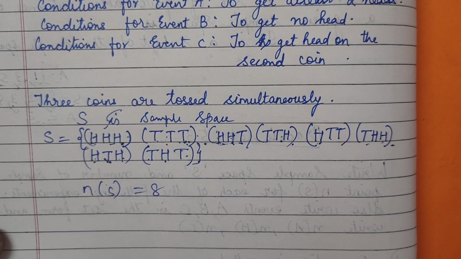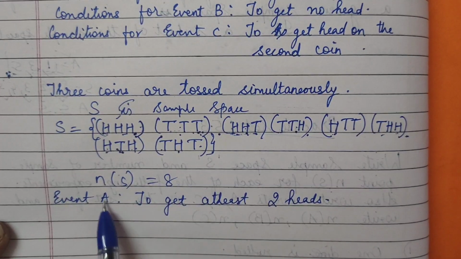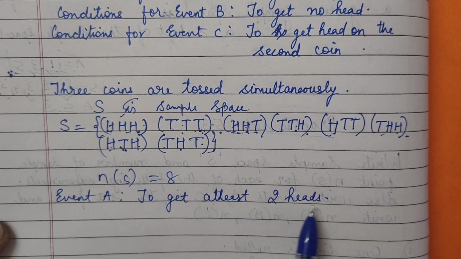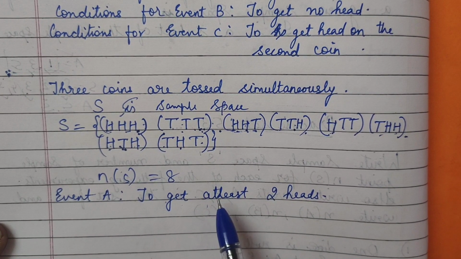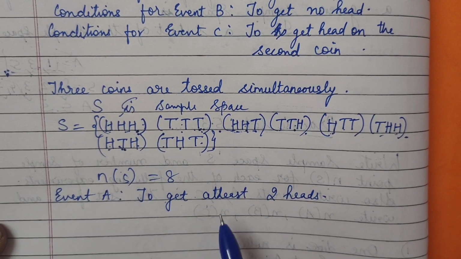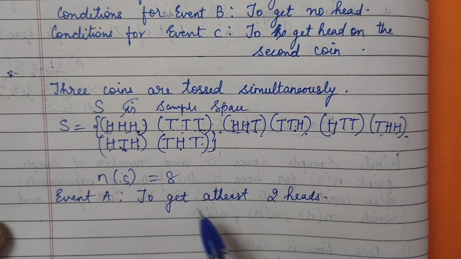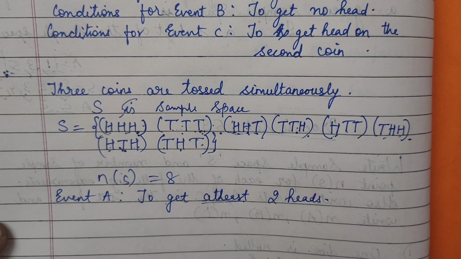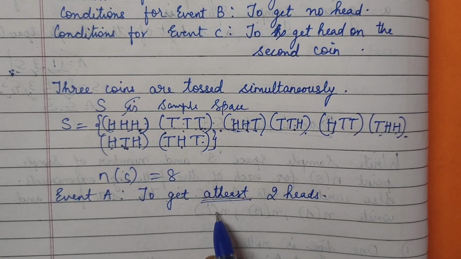Understood? So now what we have to do is go for the conditions, event A. The event says: to get at least 2 heads. See my dear, I have generally observed students make mistakes in this part, at least, at the most, and so on. So I'll make it very clear with a small example here. At least 2 heads it is said. At least means minimum.